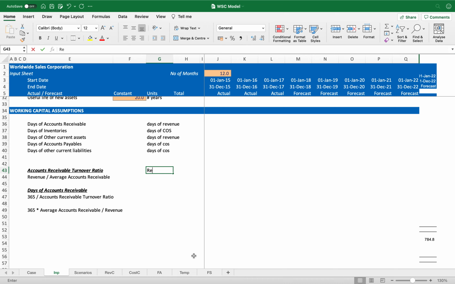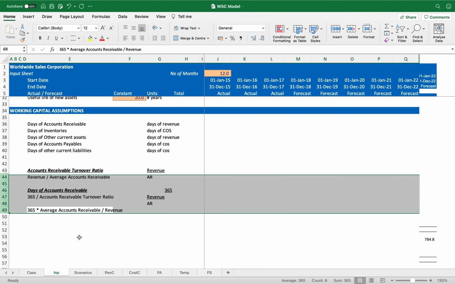So let's see how. Revenue over average accounts receivable will give you the turnover ratio. Now, when I am computing days, it is 365 over revenue over accounts receivable. If this is the formula, 365 divided by revenue divided by accounts receivable, then this average accounts receivable will go to the numerator and get multiplied. That's how we do it. Just applying a little bit of mathematics to it. So it becomes 365 multiplied by average accounts receivable divided by revenue.